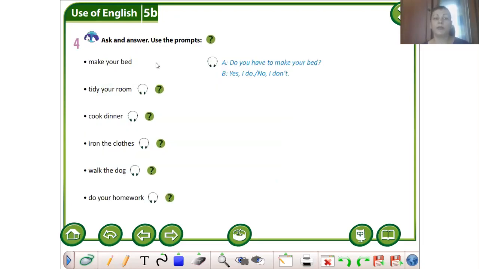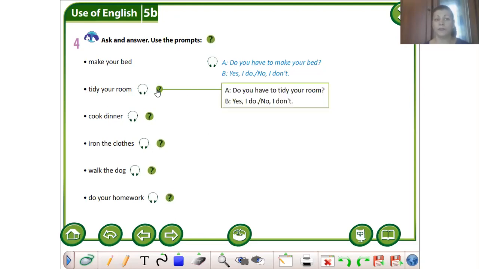So, we're going to ask and answer some questions. Your short answer depends on the situation in your family. Look at the example. Do you have to make your bed? Yes, I do. No, I don't. So, the first question. Try to give your answer. Do you have to tidy your room? Yes, I do. No, I don't.